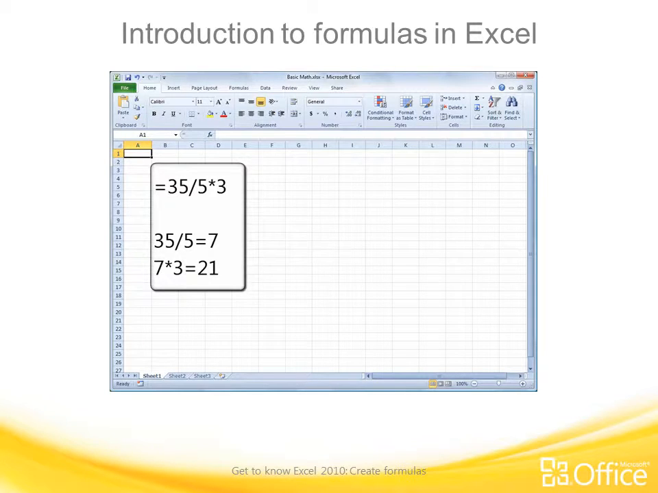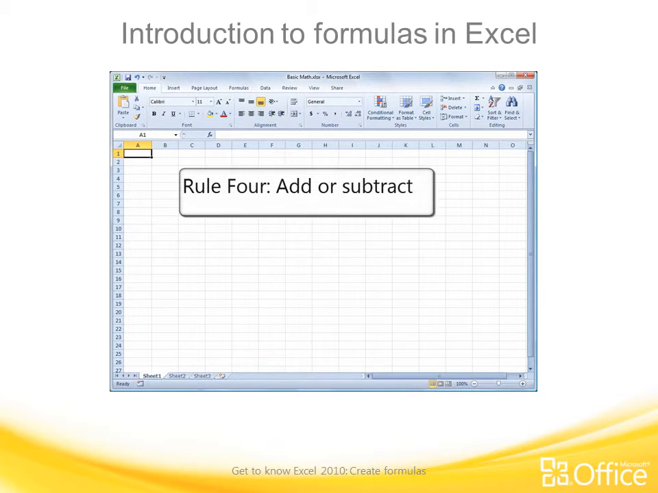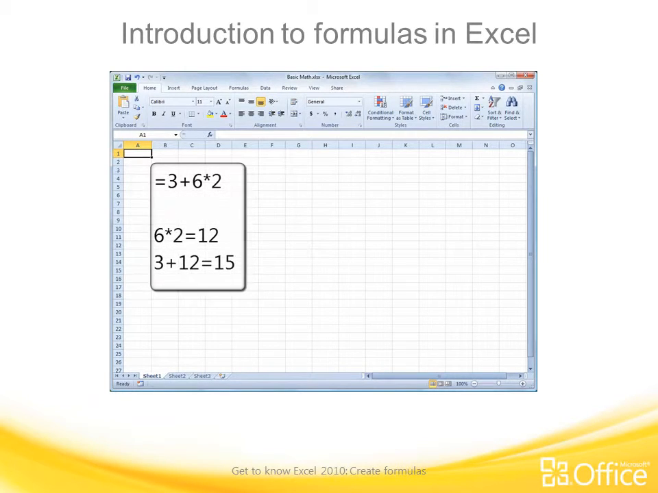So with this problem, equals 35 divided by 5 times 3. You divide 35 by 5 to get 7, since division comes first in the problem, and then multiply 7 by 3 to get 21. Rule 4, add or subtract working from left to right. Finally, after you've done everything else, you can add or subtract. So in this problem, equals 3 plus 6 times 2, you'd first multiply 6 times 2 to get 12, and then add 3 plus 12 to get 15.